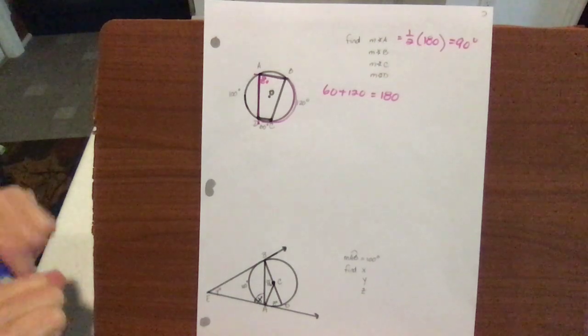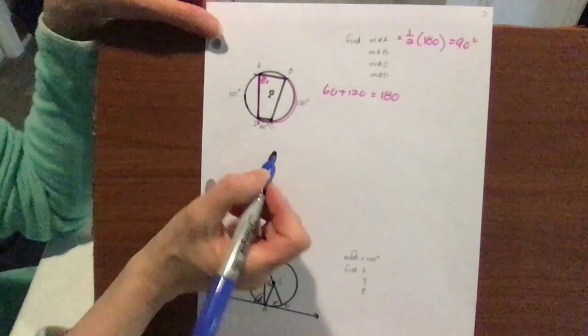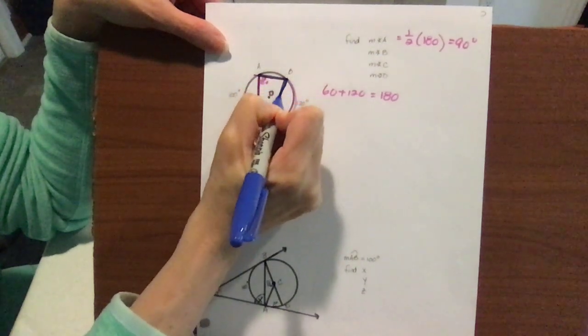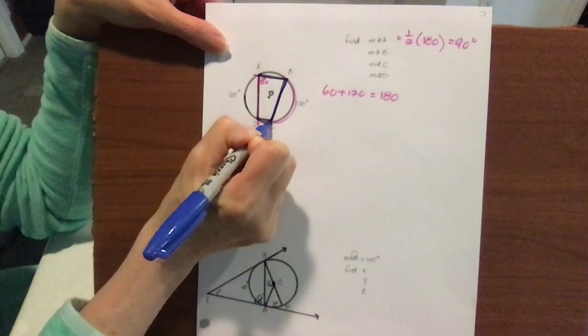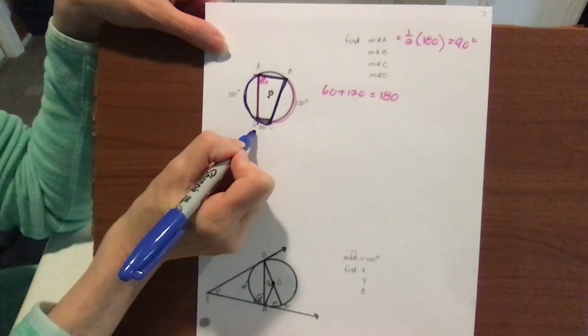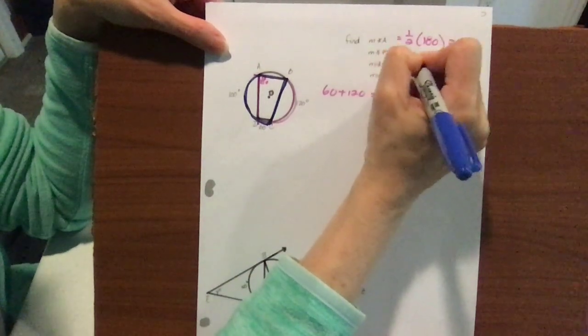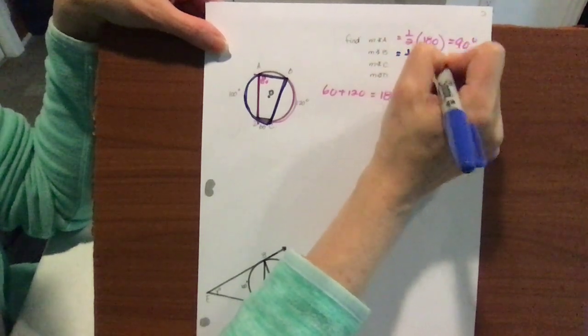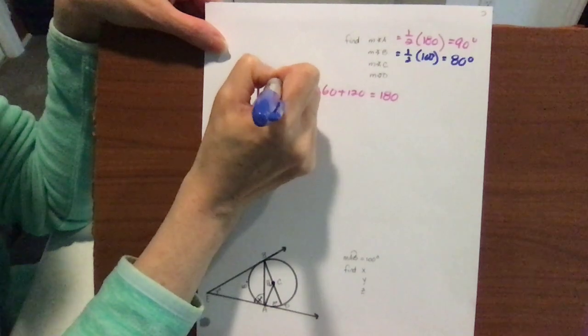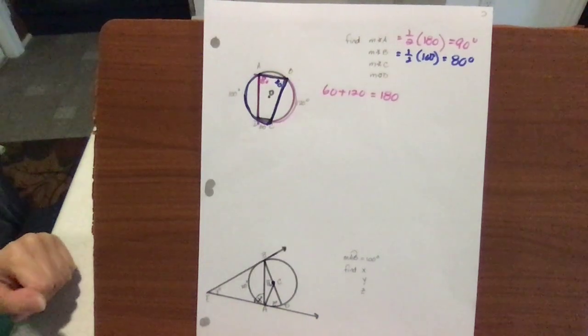Next, we want to find the measure of angle B. All right, so I'm going to trace that angle B, which is here, and its intercepted arc is 160. So this is going to be half of 160, which is going to give us 80 degrees. So I'm going to put a little 80 degrees in there.